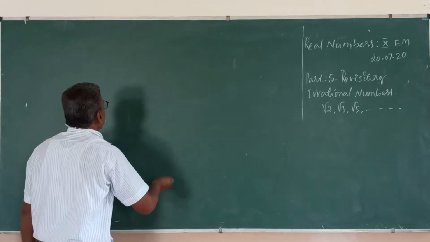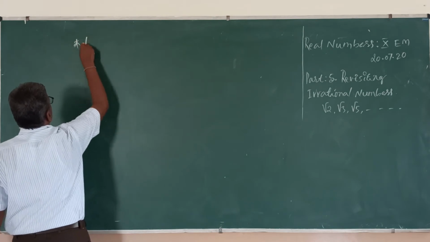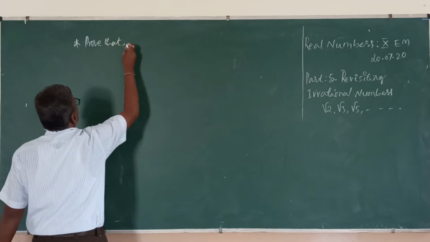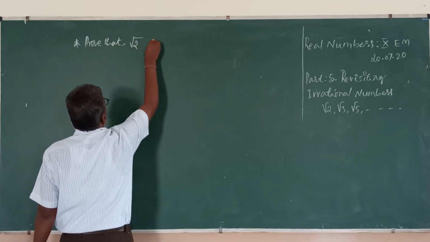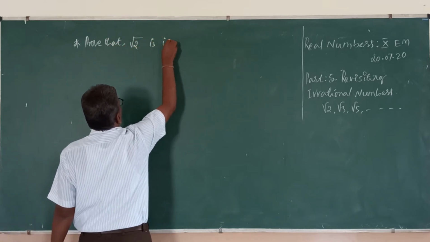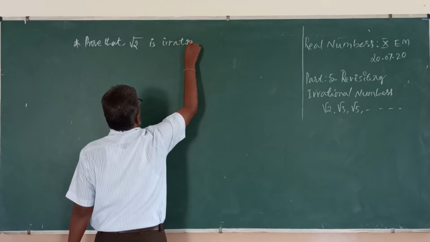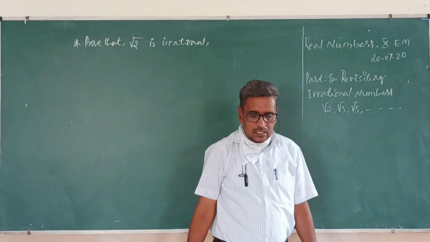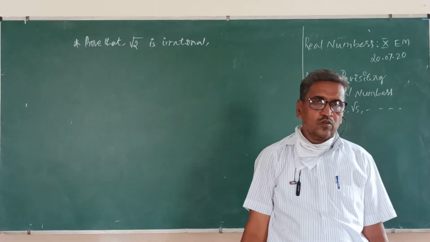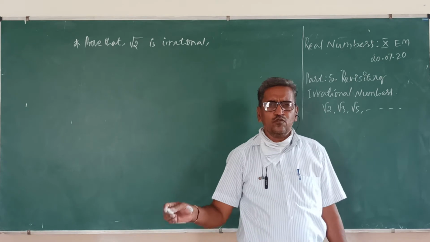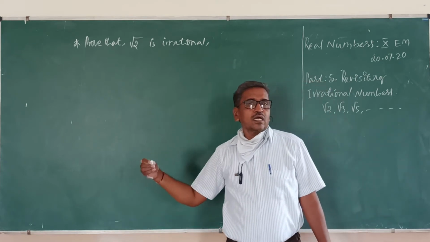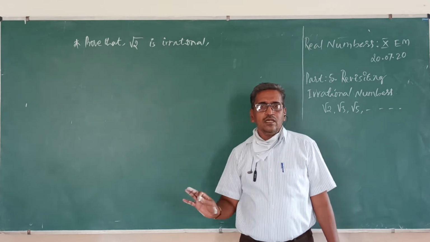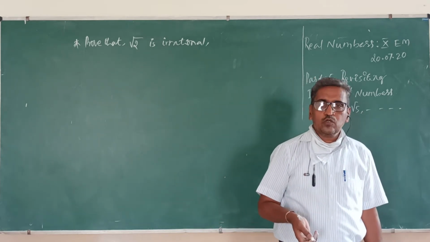So now, let us prove some examples. Prove that root 2 is irrational. Practically we know that the square root of 2 is 1.414..., which does not terminate and does not repeat. By that you can understand it is an irrational number. So theoretically I am going to prove it.